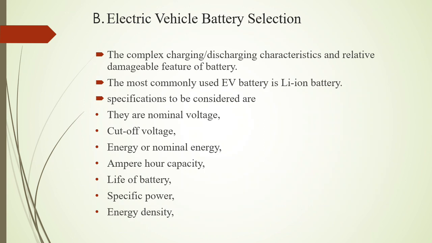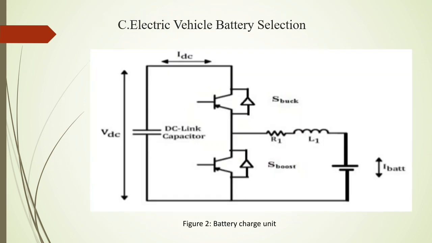Electric vehicle battery selection. The complex charging and discharging characteristics and relatively damageable features of the battery. The most commonly used EV battery is the Li-ion battery. Specifications to be considered are nominal voltage, cutoff voltage, nominal energy, ampere-hour capacity, life of the battery, specific power, specific energy, and energy density. This diagram shows the electric vehicle battery selection.